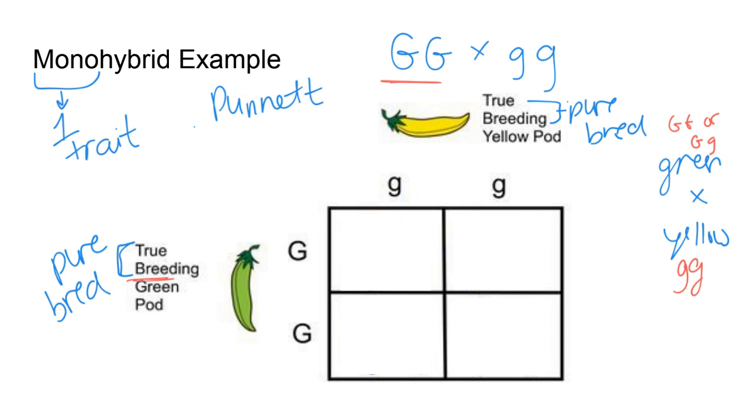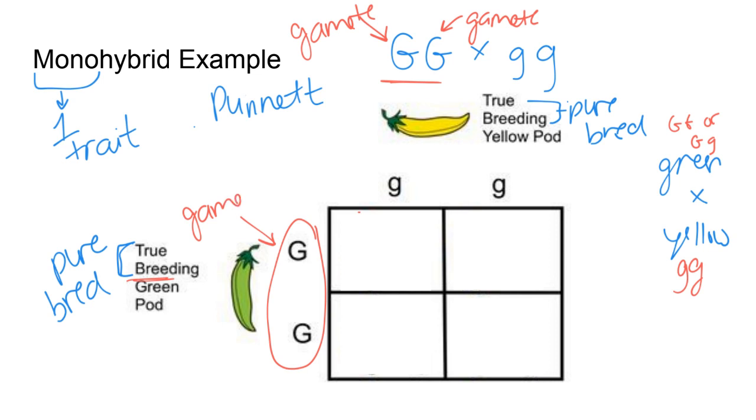Okay, so when we set these monohybrid crosses up, we take one parent, and we take the gametes that parent could produce. So they could possibly have a gamete that has a big G, and they could possibly have gametes with a big G. That's all they can pass on. So I take those gametes and I put them on one side. I don't mix them up with the other one. I put them on one side.